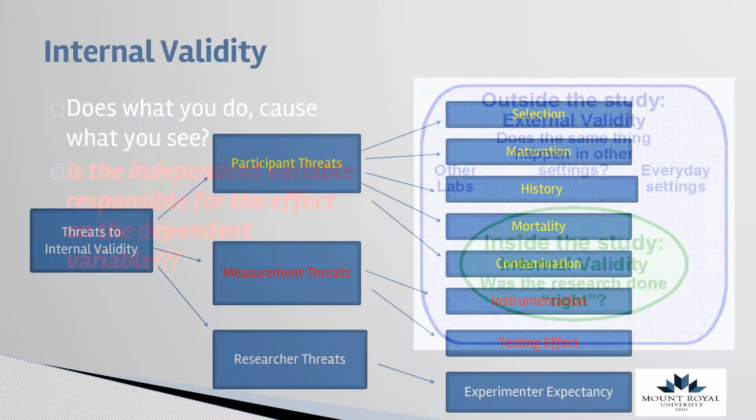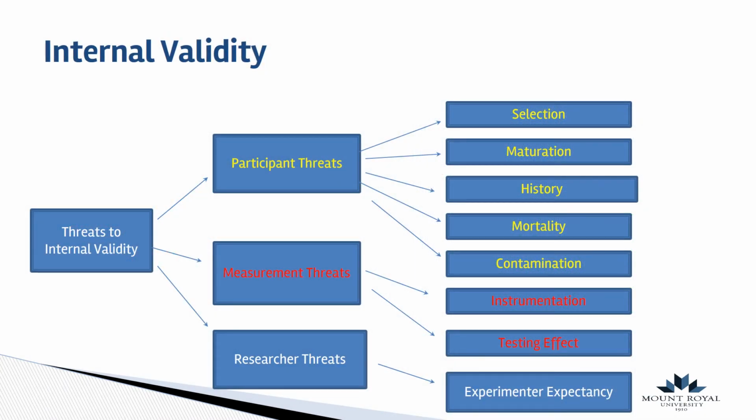So we're going to look at this little diagram that I created that looks at the key aspects around internal validity. They really break into three categories: threats to validity related to the participants, threats to validity relating to measurement, and threats to validity related to the researcher. So let's start at the first one, selection or selection bias.